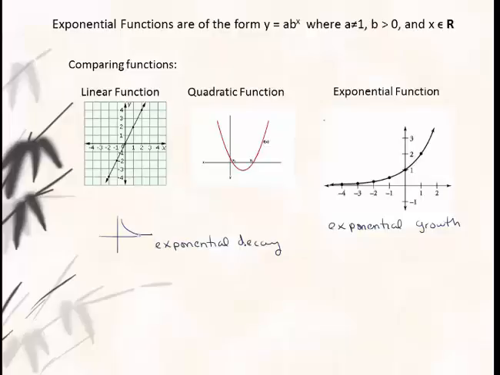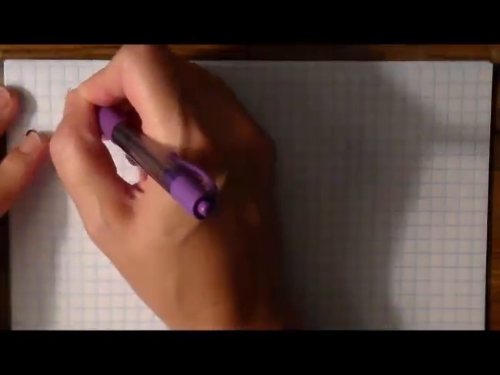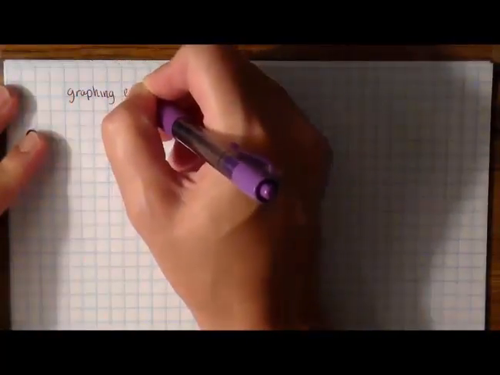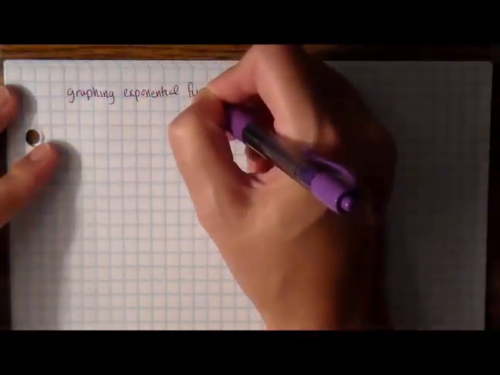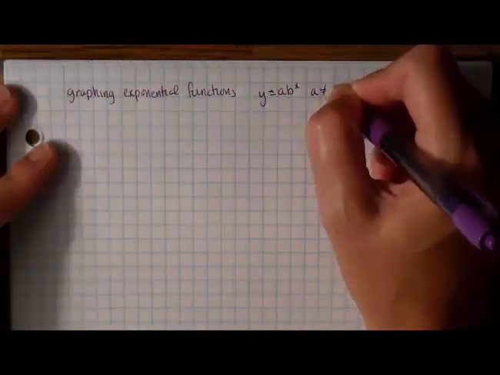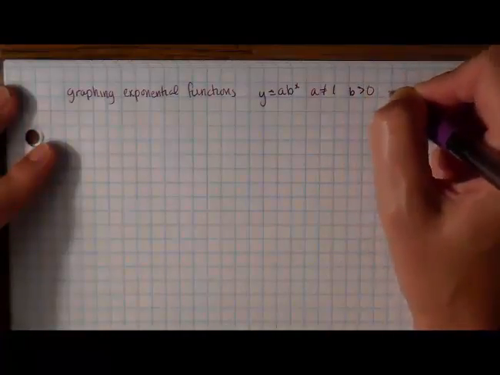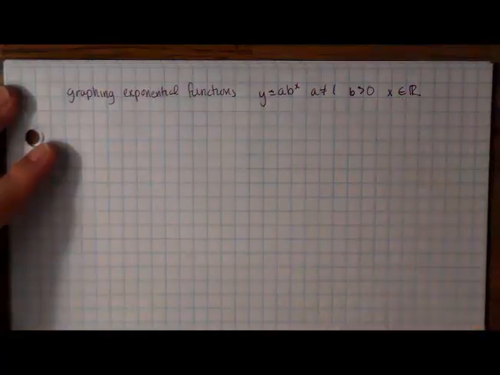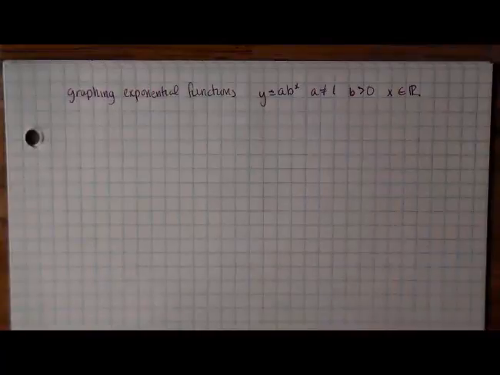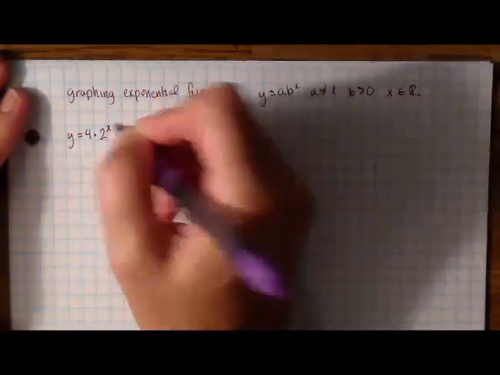And next, what we need to discuss is how to graph an exponential function. Okay, so graphing exponential functions. As I said, they're of the form y is equal to a b to the x, where a is not 0, a is not 1, b is greater than 0, and x is an element of the real numbers. So for our first example, we're going to graph y is equal to 4 times 2 to the x.